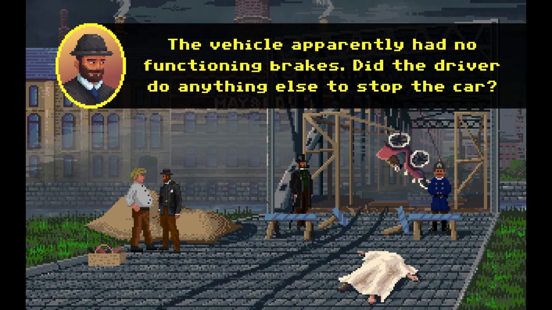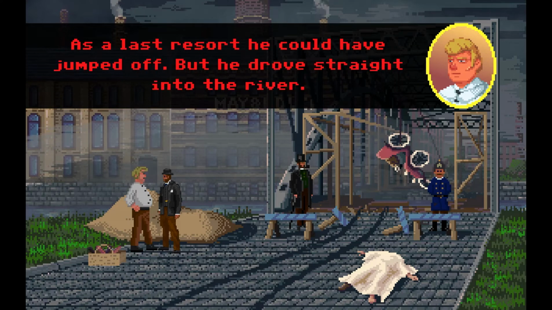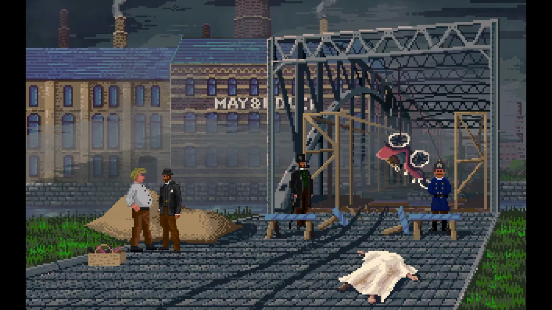Der Wagen hatte keine Bremsen. Hat der Fahrer etwas gemacht, die Fahrt anzuhalten? Da habe ich mich auch gewundert. Der Fahrer hätte ja auf den Sandhaufen auffahren können. Notfalls hätte er auch abspringen können. Aber nichts da. Er ist geradewegs in den Fluss gefahren.